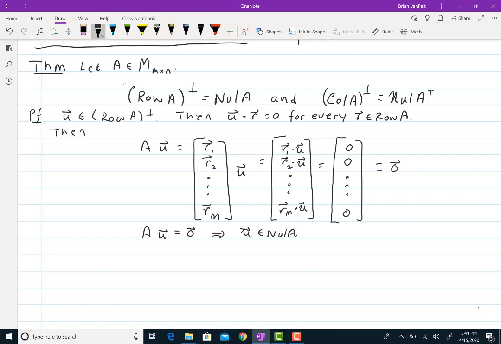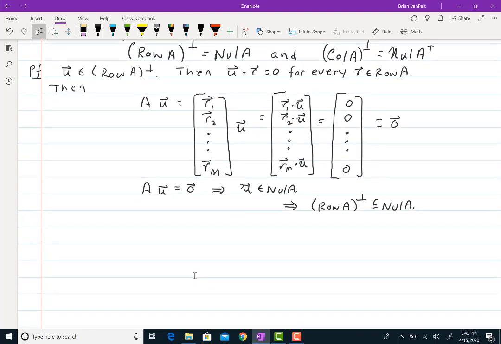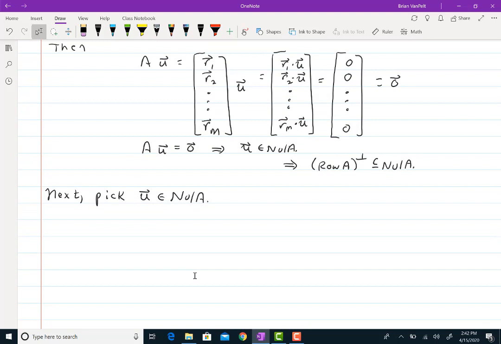So what I did is I picked an arbitrary vector inside of row A perp, and I showed that it was in the null space of A. So together this means that row A perp is a subset of null A. For the reversal, I'm going to pick U to be in null A. So I'm picking U as an arbitrary vector in null A. I want to show that it's in row A perp.